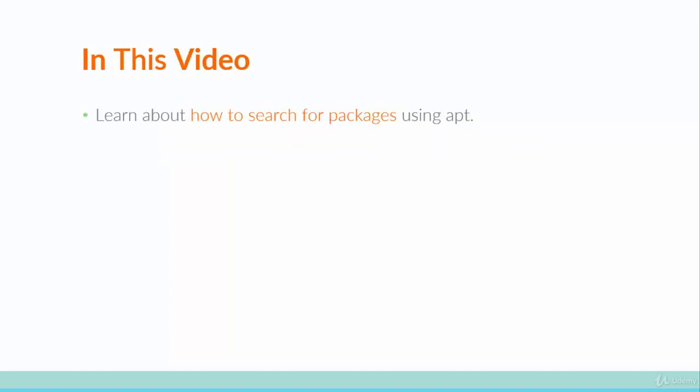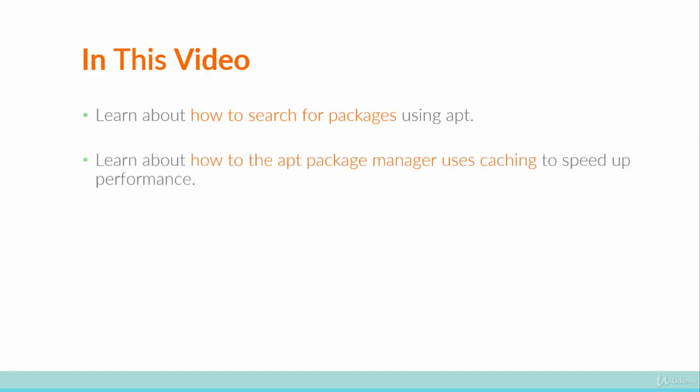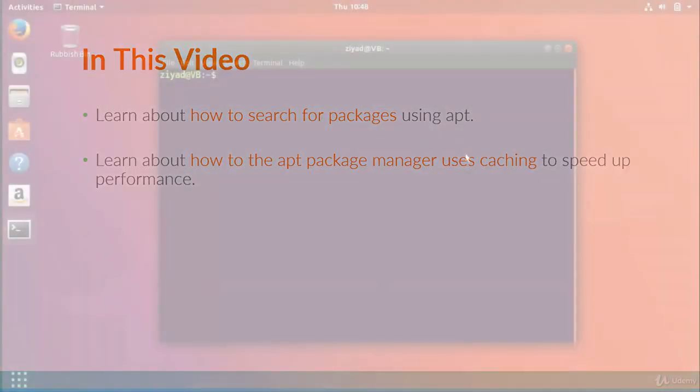So in this video, you're going to learn about how to search for packages using apt by building off our existing knowledge of the software repositories, and we're going to show you how you can search those software repositories using the apt package manager. And you're also going to learn about how the apt package manager uses caching to speed up performance and ensure that you have a fast installation experience. So by the end of this video, you're going to be able to know how to search the software repositories for new packages, and that's going to give you the fundamental understanding that you'll need in order to install them. So let's go ahead and get right into it.